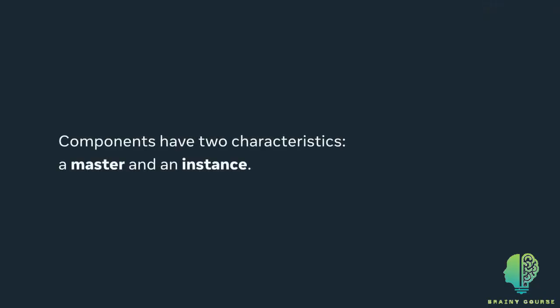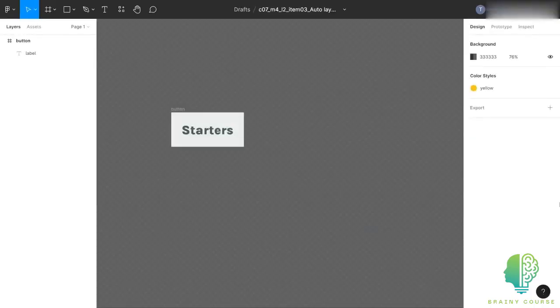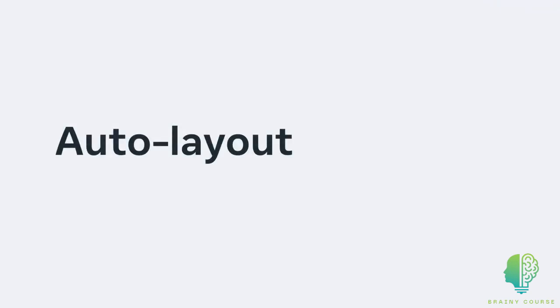A component has two characteristics, a master and an instance, which is a copy of the master. Don't worry about that now, you will cover that soon. Let's first check how you create a component. To do this, you must use slightly advanced Figma UI techniques. These are auto layout and component features.